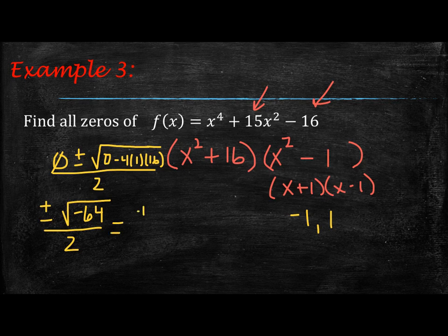So this is going to be plus or minus 8i over 2, which would simplify to be plus or minus 4i.